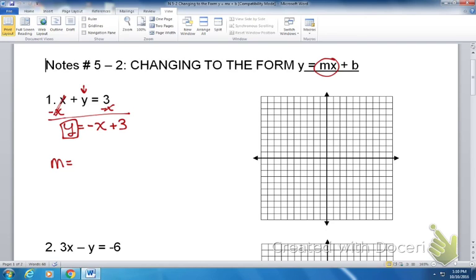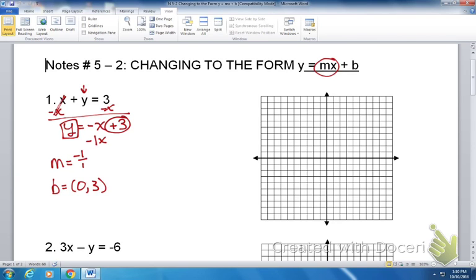Now we need to pull out the slope. Remember, if you have negative x, that's really negative 1x. So I'm going to put negative 1 on my slope, but I need it to be a rise over run, so since it's a whole number, I put it over 1. So my slope is negative 1 over 1. And the b, that's my y-intercept. I know the x value has to be 0, and it's this number at the end, so my point is 0, 3.